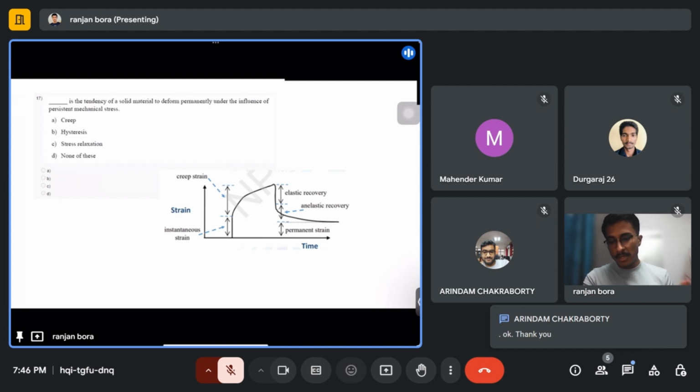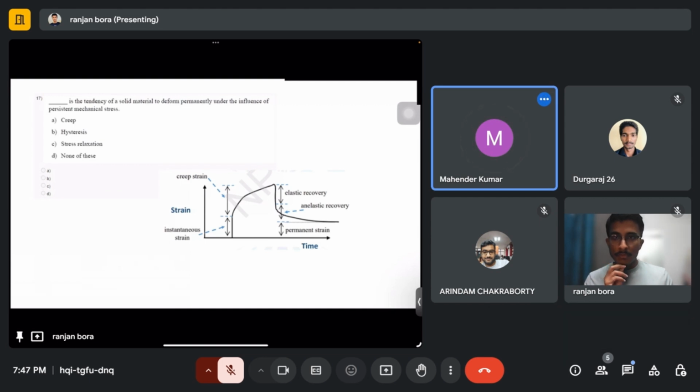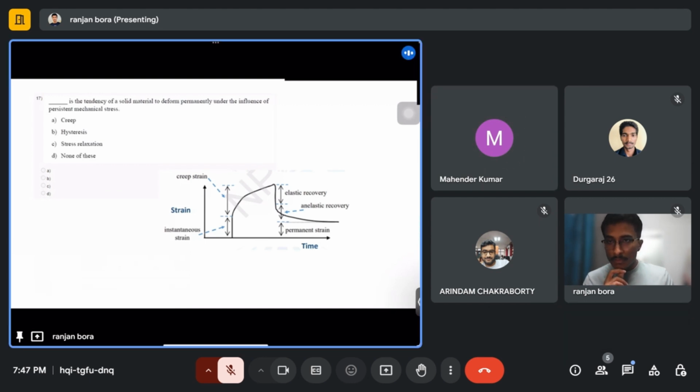Okay, next question is the tendency of a solid material to deform permanently under the influence of persistent mechanical stress? Can you explain this chart?